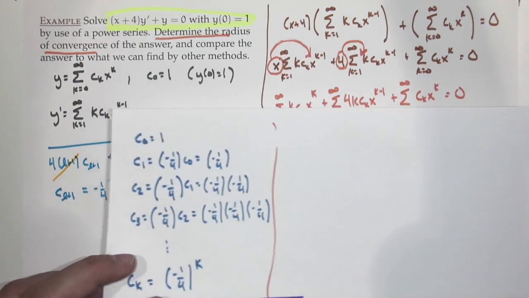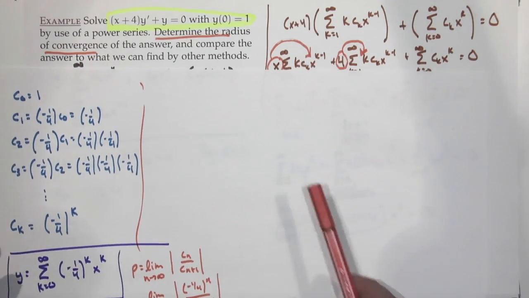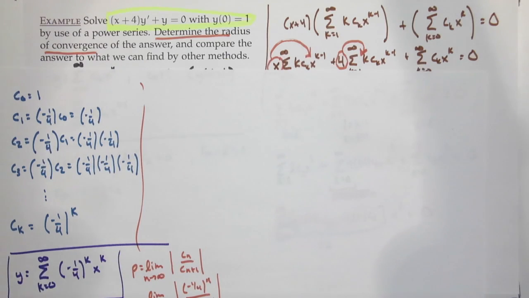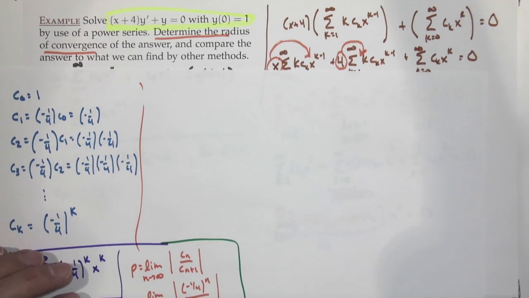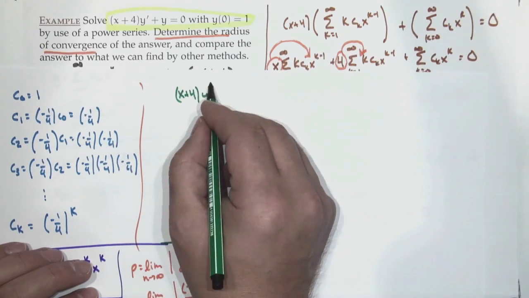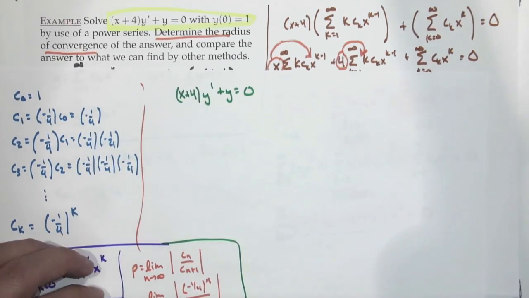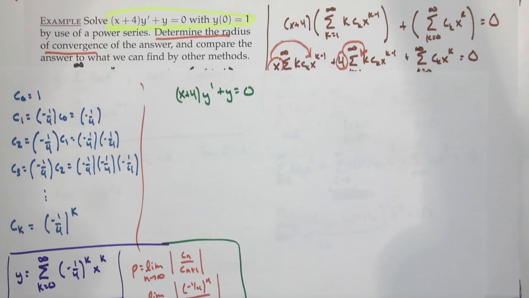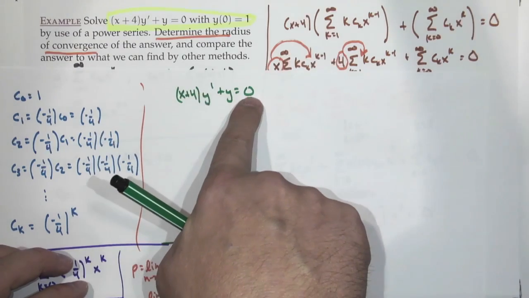Compare the answer to what you can find by other methods. Okay, so let's do another method. What other method might we be able to implement here? x plus 4 y prime plus y equals 0. Anything jump out and say, I see a method that could work? Integrating factor. We could do that. Or we could do the same thing we did on the last problem. This is separable again. Because this is 0, we don't need an integrating factor.